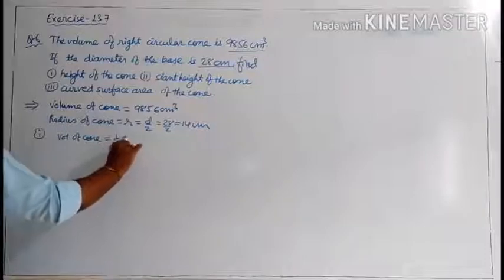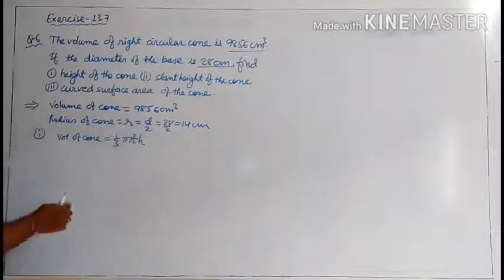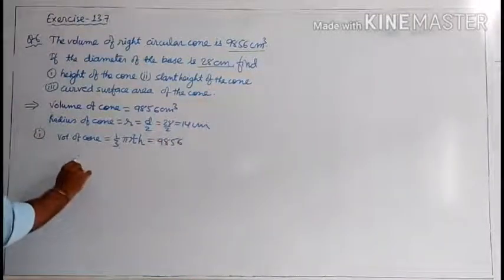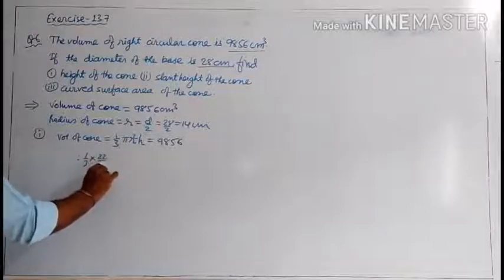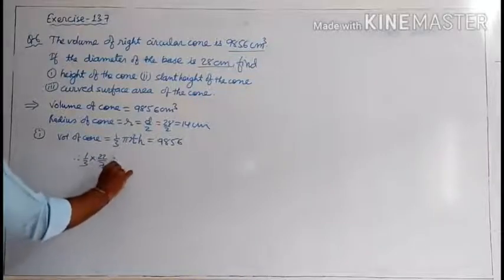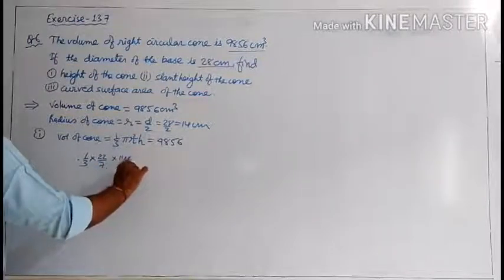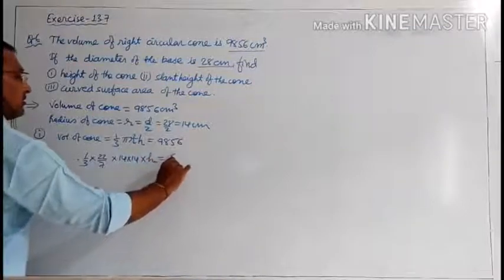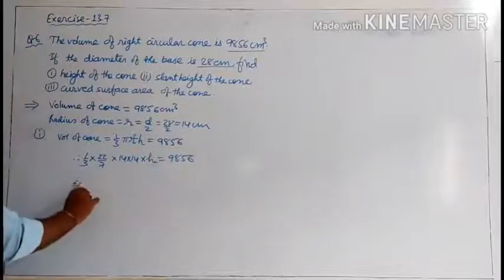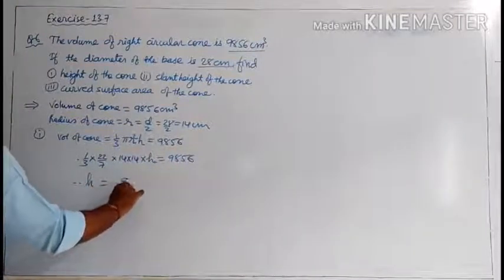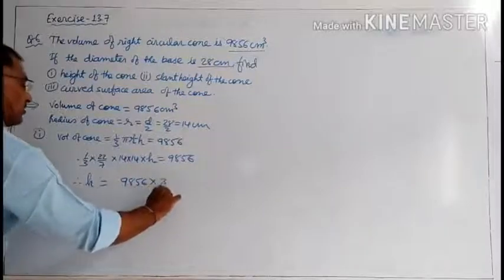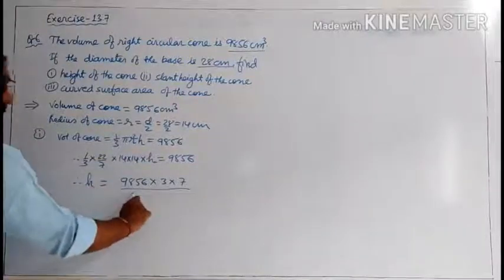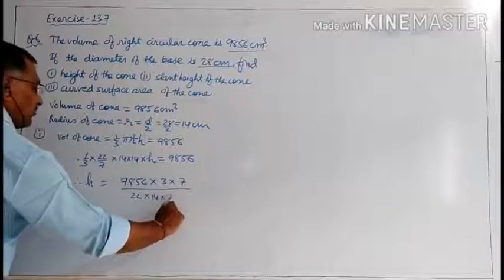is equal to 1 by 3 pi r square h, and that is equal to 9856. Therefore 1 by 3 multiplied by 22 by 7 multiplied by radius square, radius is 14, multiplied by height we have to calculate, and that is equal to given 9856, and therefore height is equal to 9856 multiplied by 3 multiplied by 7, divided by 22 into 14 into 14.